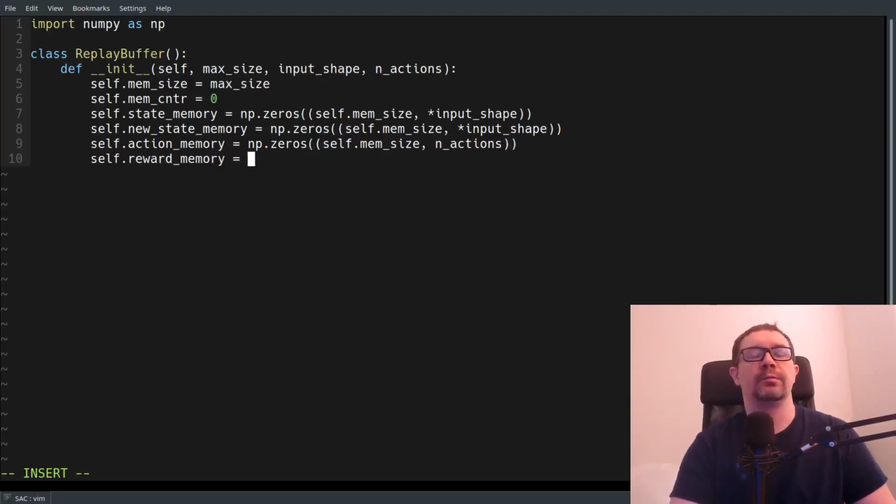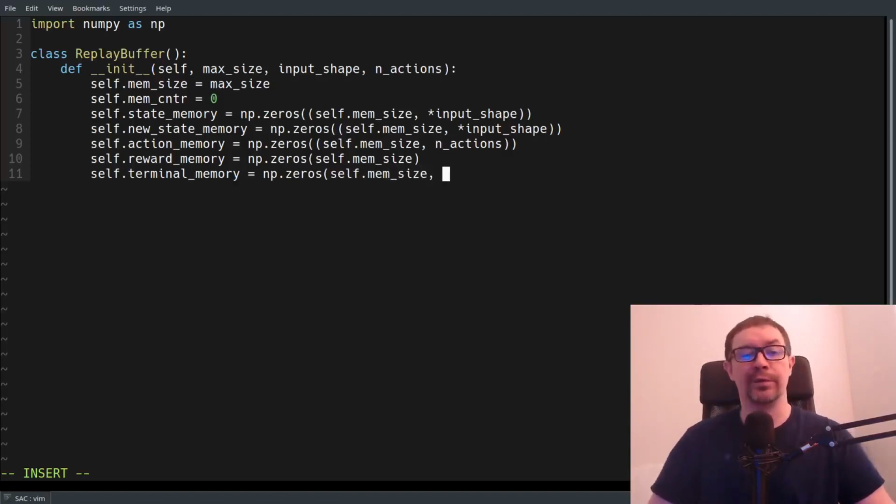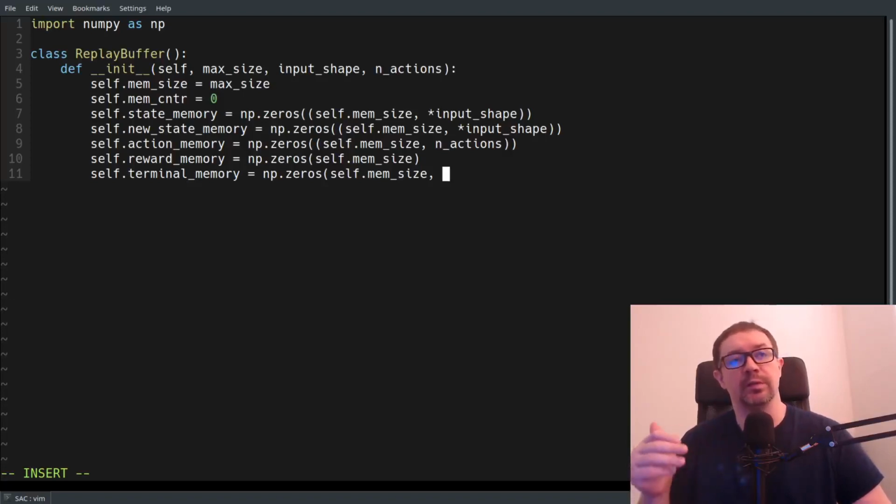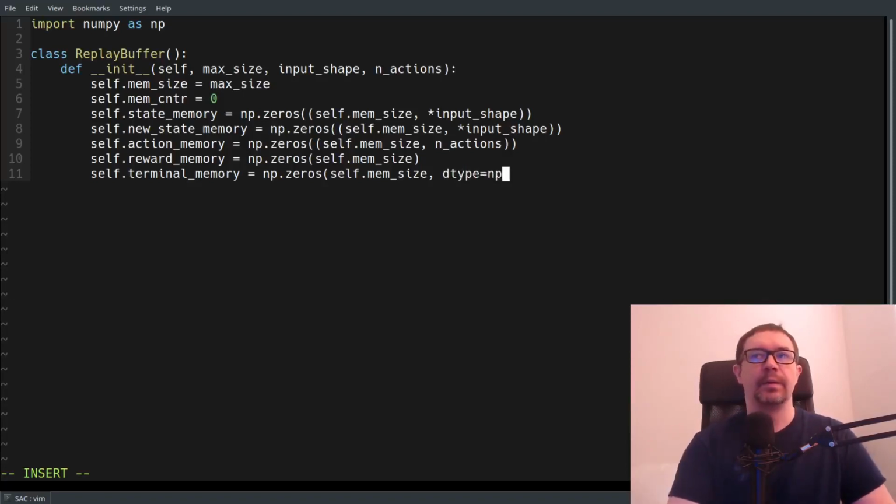A reward memory to keep track of the rewards the agent receives with each step of the environment, and that's just going to be an array of scalars. And then we have the terminal memory. The reason we need this is because the value for the terminal state is identically 0. We're going to be storing the done flags from the environment as a way of setting the values for those terminal states to 0. And the data type on that is going to be a Boolean.